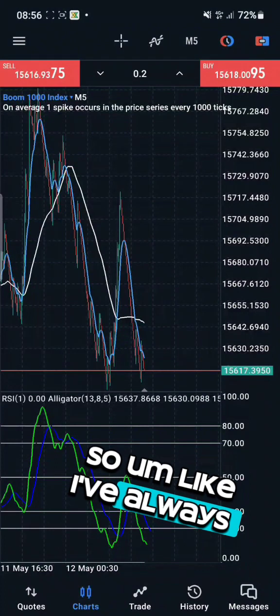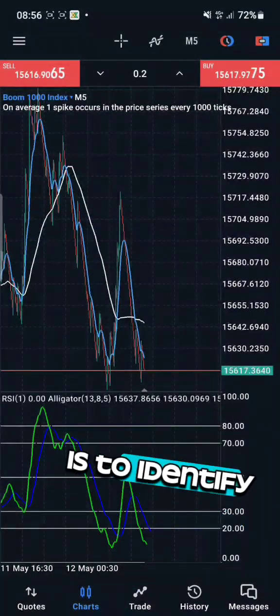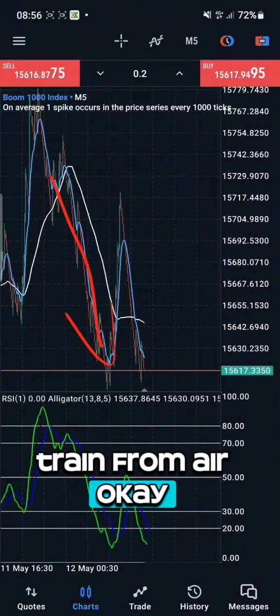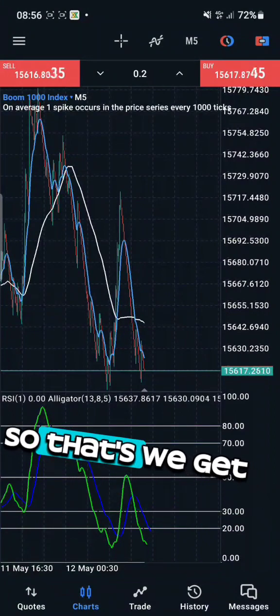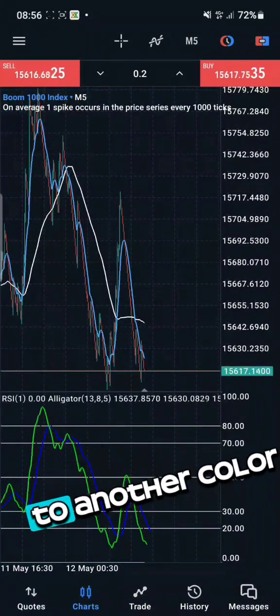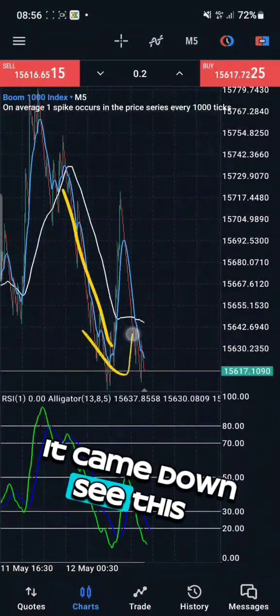Like I've always been telling you, these are trend trading assets, so the first thing you should do is identify the trend. This actually came on a downtrend from here. Let me change this to white so that we get to see it very well. Sorry, let me change it to another color. Let me change it to yellow. It came down to this region.